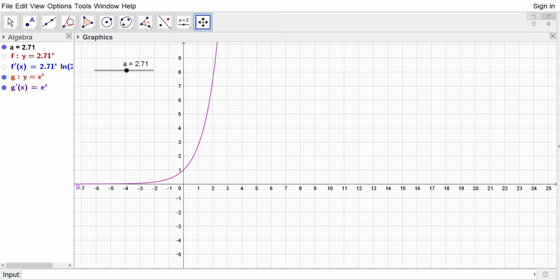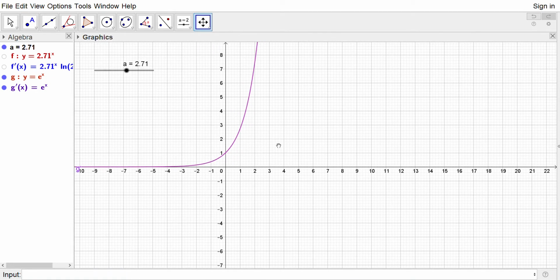In the last video, we met the value e, and we saw that plotting the graph of e to the x, e was that special number where the gradient was always exactly the same as the value of the function at that point. We've got our graph y equals e to the x still there.